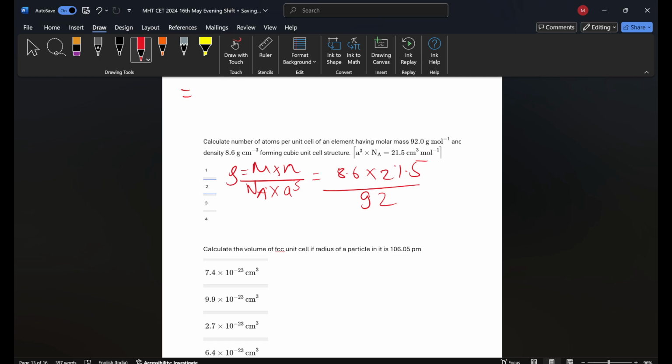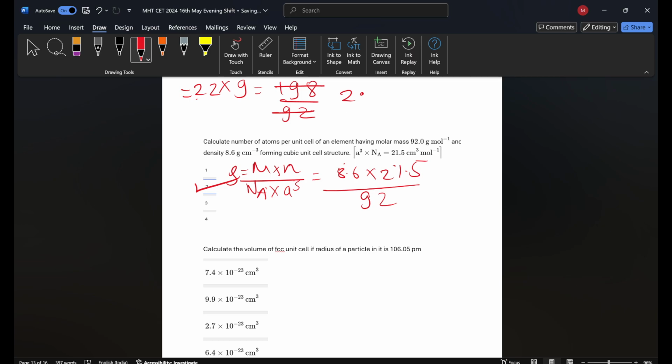This is close to 22, this is close to 9. So what we will do, 22 into 9, which is 198 by 92. This is 2 point something, so the answer is 2. This is how you solve MCQ, right?